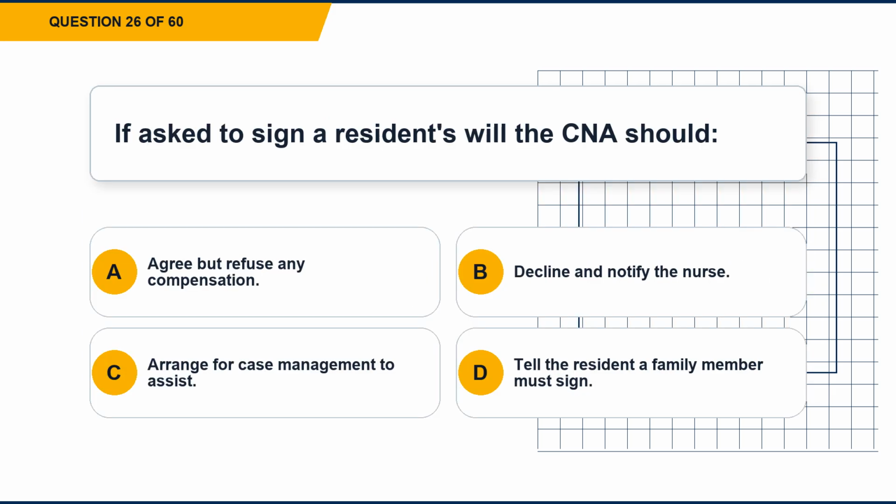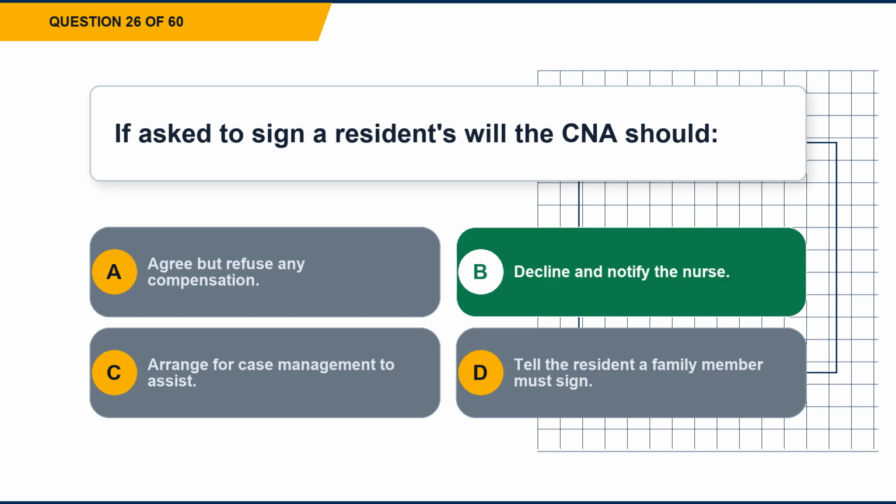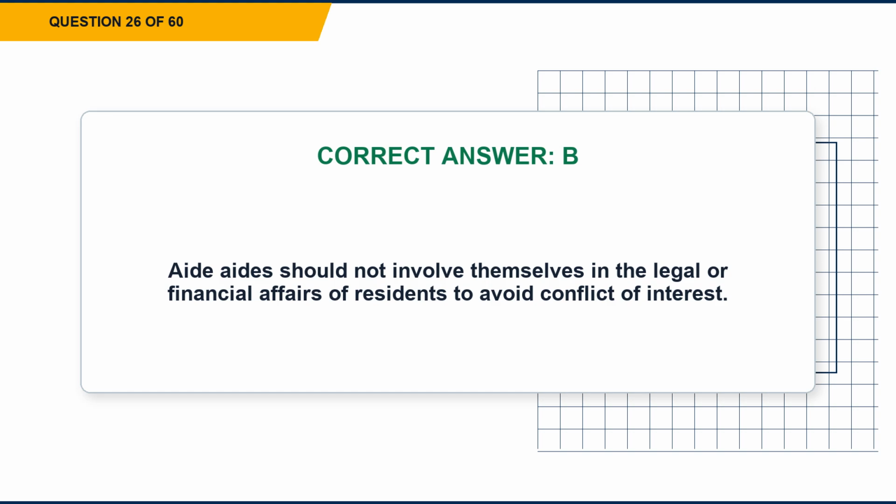Question 26. If asked to sign a resident's will, the CNA should: Option A, agree but refuse any compensation. Option B, decline and notify the nurse. Option C, arrange for case management to assist. Option D, tell the resident a family member must sign. The correct answer is option B, decline and notify the nurse. Explanation: aides should not involve themselves in the legal or financial affairs of residents to avoid conflict of interest.